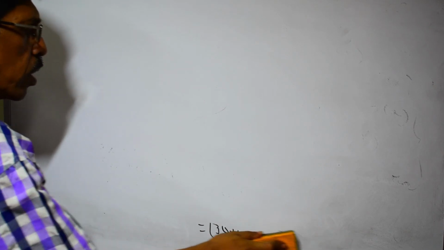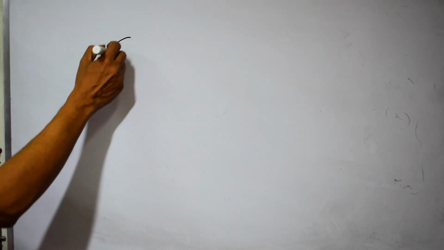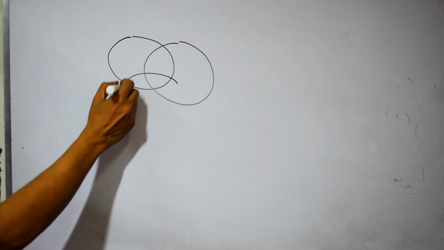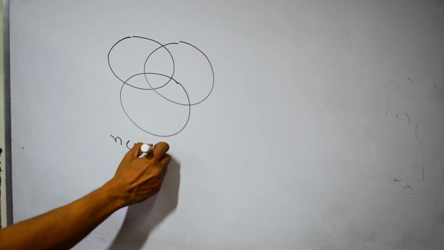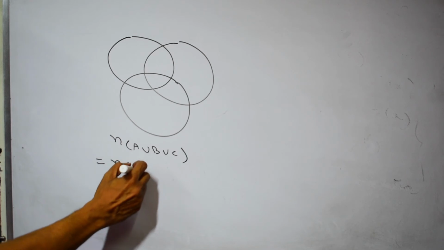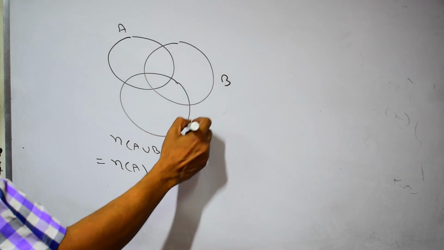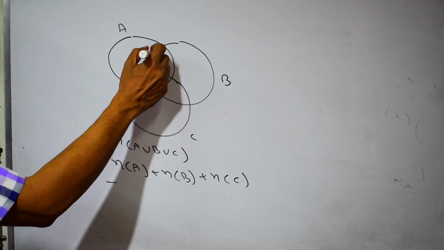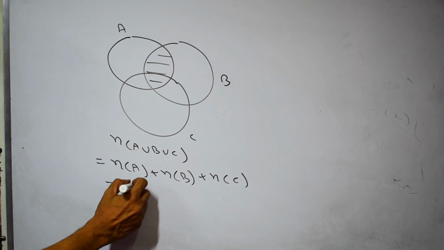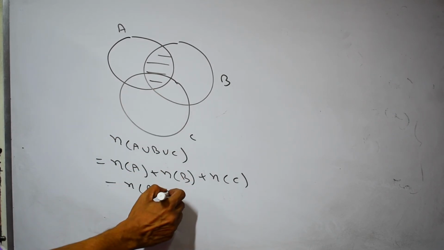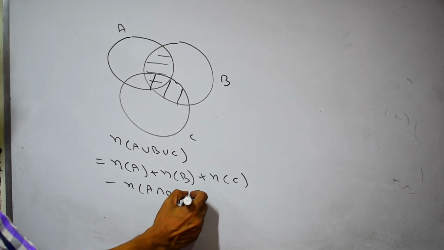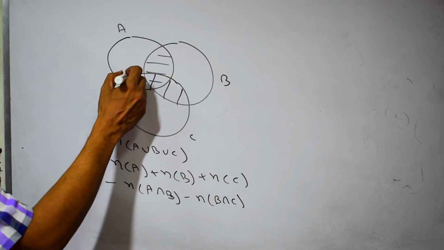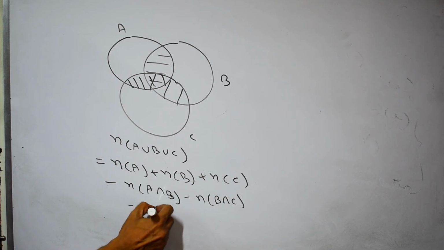We can use other ideas also by putting figures or values inside the diagram. If I have three sets A, B, C, then we have the Venn diagram concept as A union B union C. This total portion will be the total portion of A plus the total portion of B, and then the total portion of C. But this common part is present in both A and B, so we will subtract. Then B intersection C will be subtracted, and C intersection A will also be subtracted.